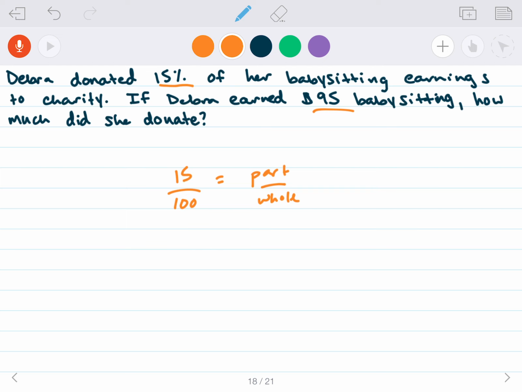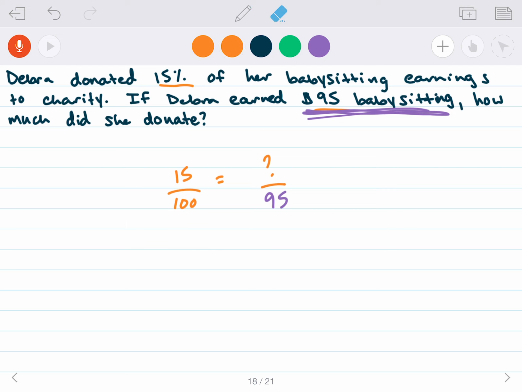And so what is the part? What are we looking for? Well, we're trying to figure out what that part is. The total amount is the whole, and she earned a total amount of $95. So even though there's no "is" and "of"s, you can still figure out what the whole is based on the context of the problem. So the whole is the total amount she earned in this case, and we're looking for the part that corresponds to 15%. So I'll put a question mark there.